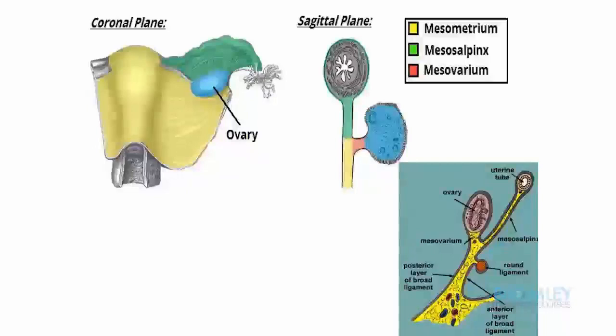Mesosalpinx, as the name suggests, the green bit here, is the part of the broad ligament which encloses the fallopian tubes. Three other ligaments of the female reproductive tract are located within the broad ligament: the ovarian ligament, the round ligament of the uterus, and the suspensory ligament of the ovary. We'll talk about the ovarian ligaments in a bit, and also the suspensory ligament of the ovary in the ovarian chapter.